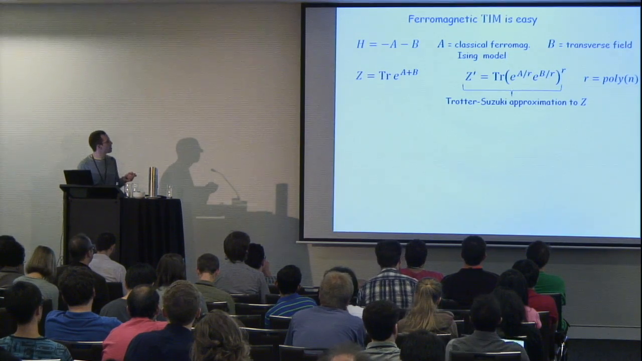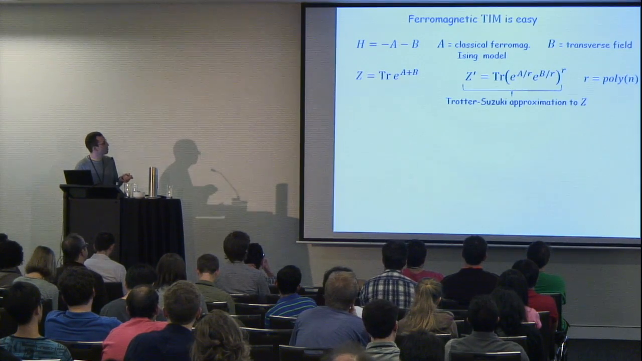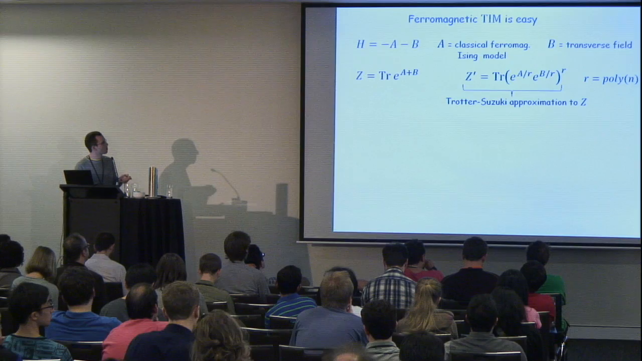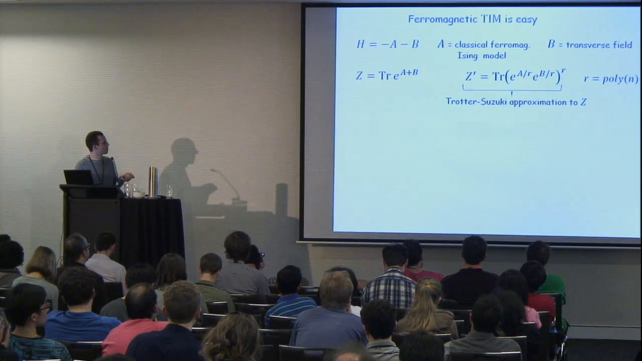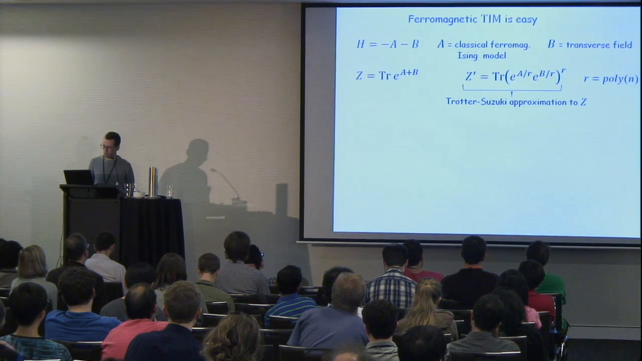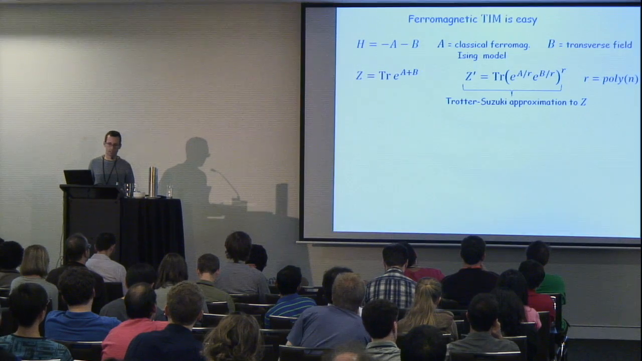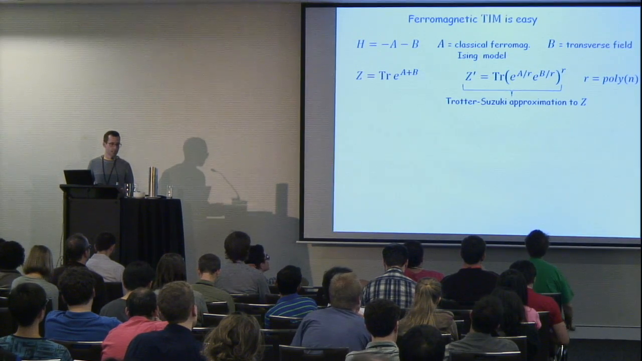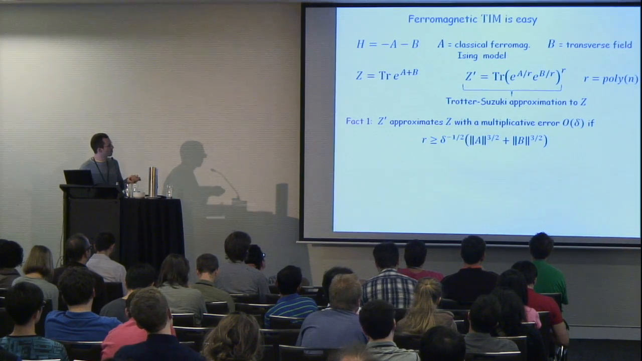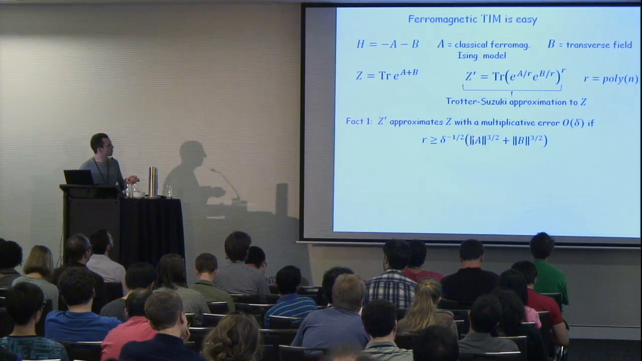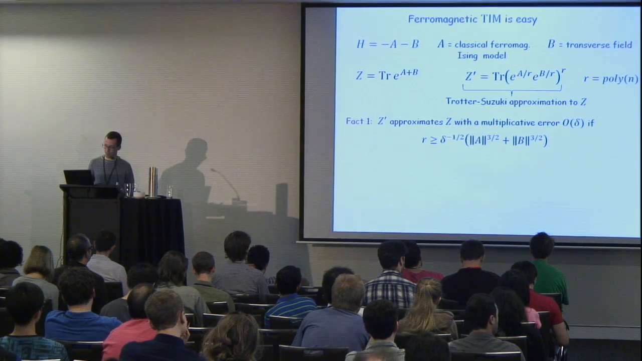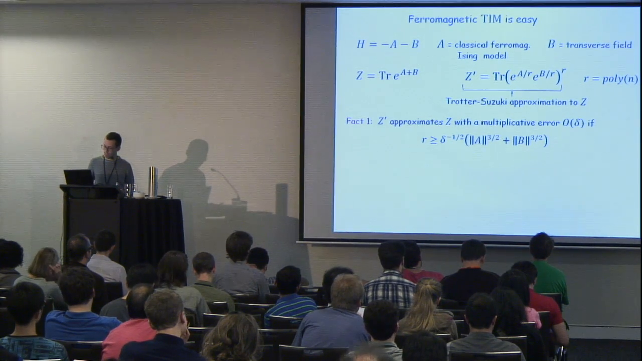The first step is that you take this operator e to the A plus B, and you use a Trotter-Suzuki approximation with some number of slices r. Now if r is infinite, then we know that this operator is equal to e to the A plus B. But when r is finite, then you just get some approximation to the partition function, and you can ask, how big does r need to be to get some multiplicative error delta? This fact is proven in Sergey's paper: as a function of these operator norms A and B and the error that you require, this is a sufficient bound on r.